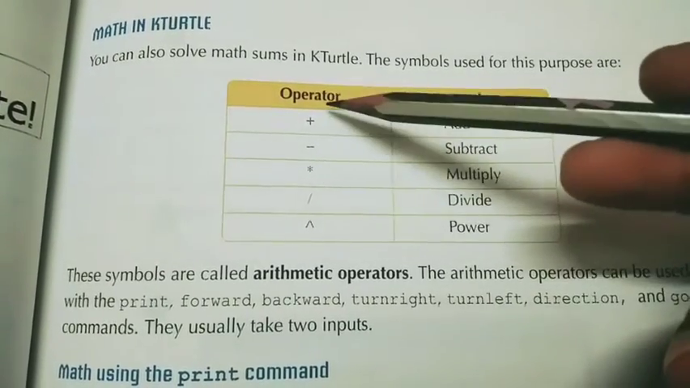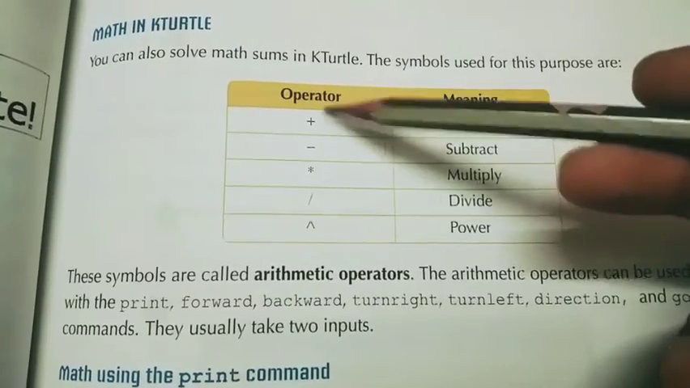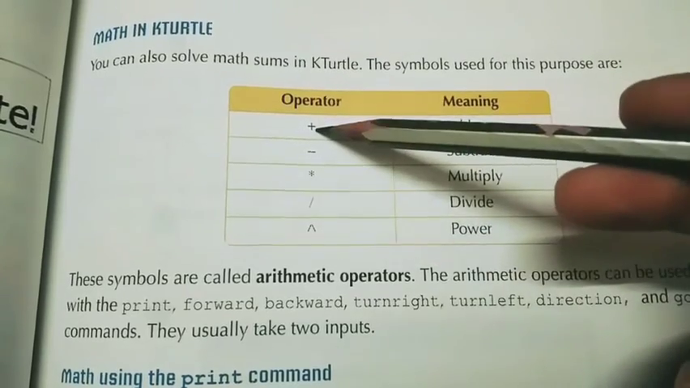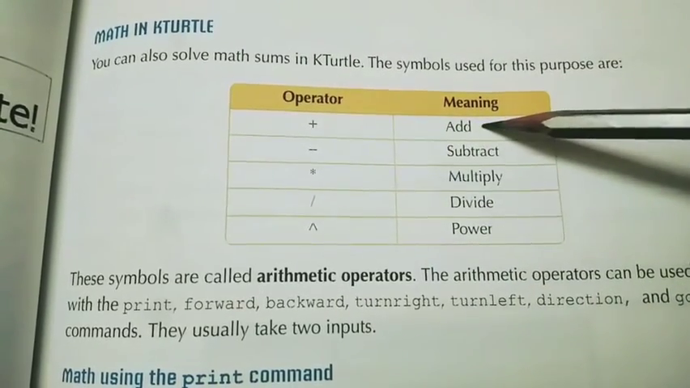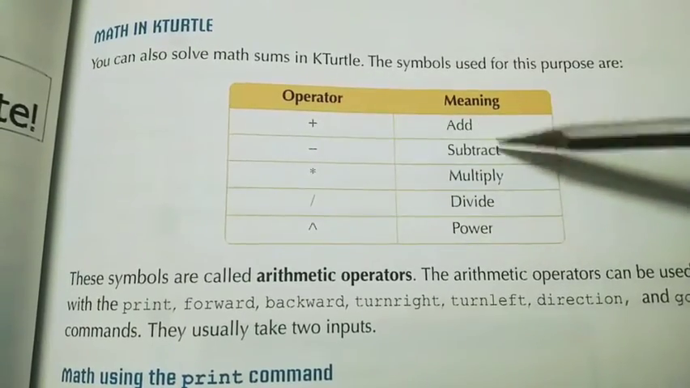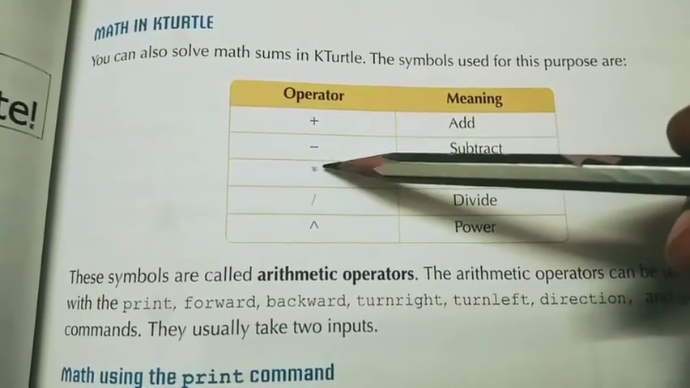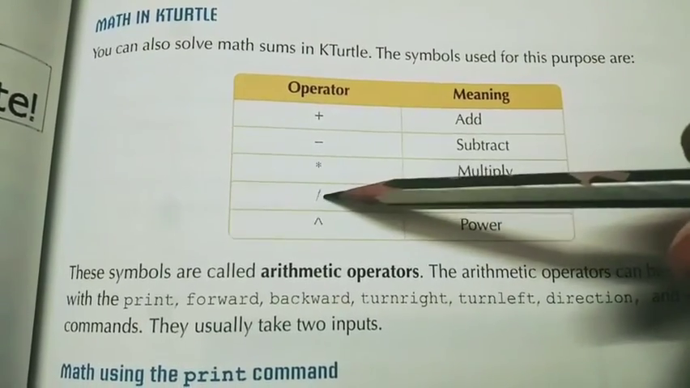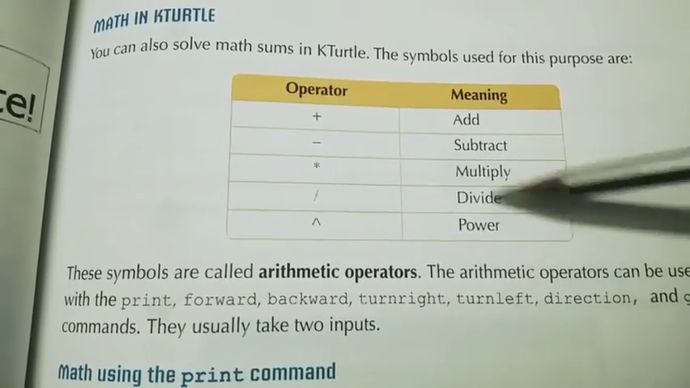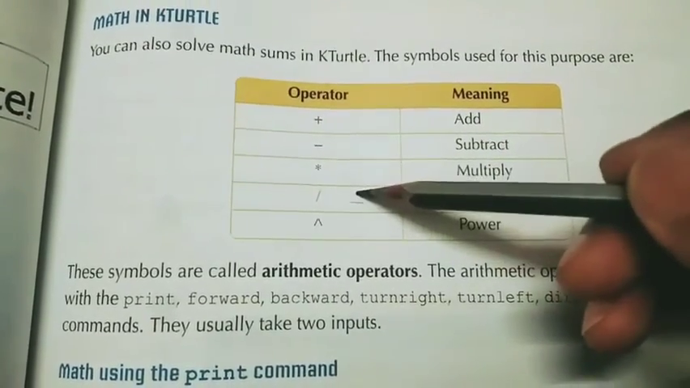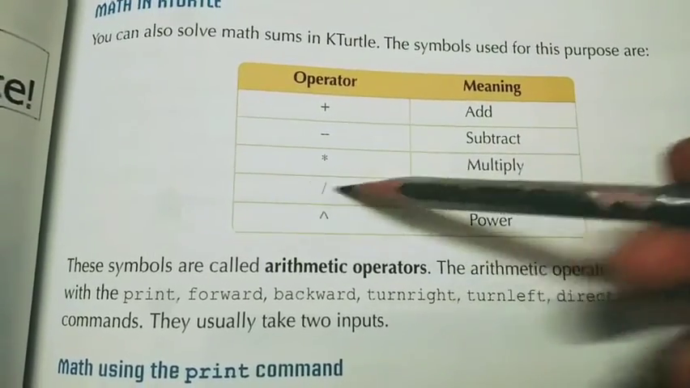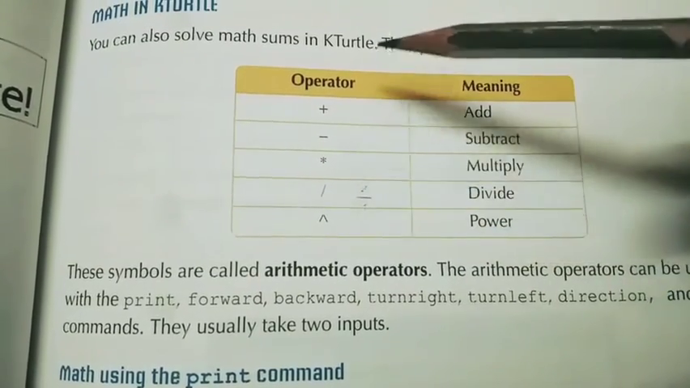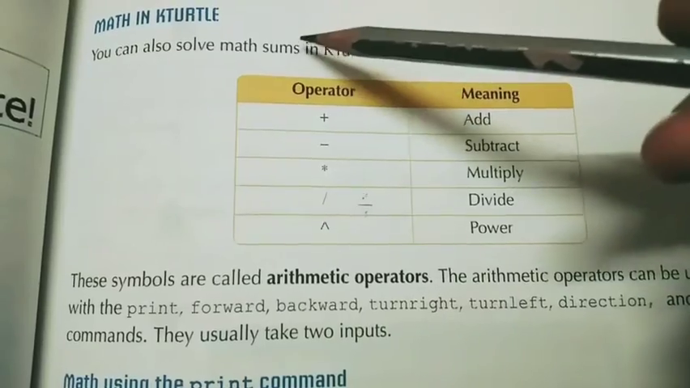They are operators. You are familiar with these operators in your math subject, right? These are called operators. This is the plus sign. Plus means add. This minus sign means subtract. This asterisk, that means the star sign, means multiply. Then this slash means divide. In maths you write divide like this, so here it is written like this, and this is called power. So these are the operators used in KTurtle to solve the math sums.